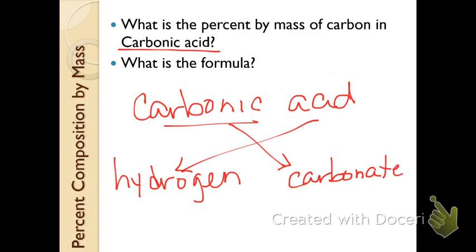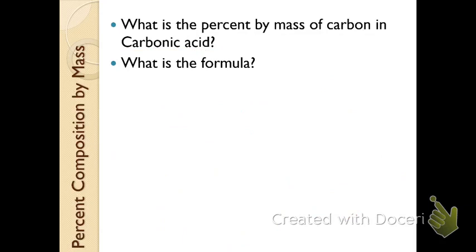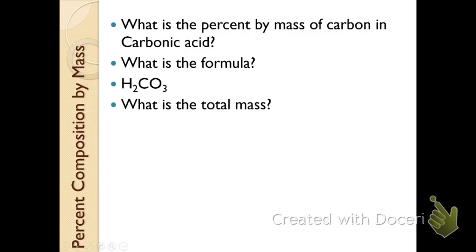Now you should know that the name of this compound then is hydrogen carbonate if hydrogen has a positive charge, and carbonate is CO3 negative 2, which if you're in honors, you should know by heart. You drop the sign, drop it down, switch and simplify, and the formula you get from this is H2CO3. So we now know the formula, which is H2CO3. The total mass you should be able to calculate by now.